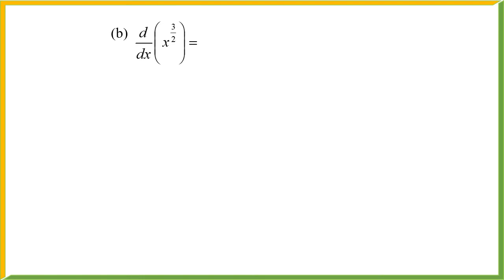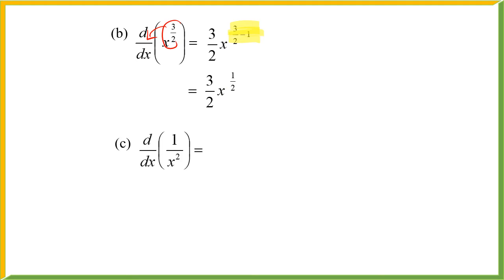For b, x^(3/2), we bring the power to the front as the coefficient, so it will be 3 over 2 of x^(3/2 - 1). What is 3 over 2 minus 1? It's equivalent to 1 over 2, and x^(1/2) is equivalent to the square root of x. Another way to write this answer is 3 over 2 of the square root of x, with the power of 1 over 2.